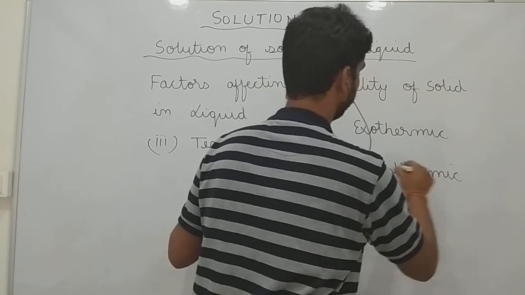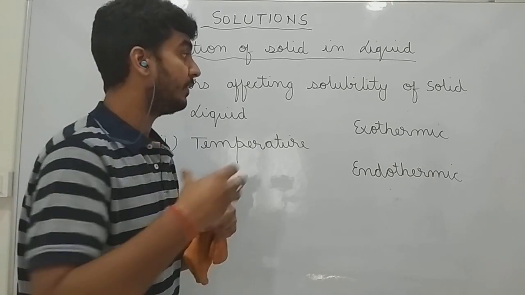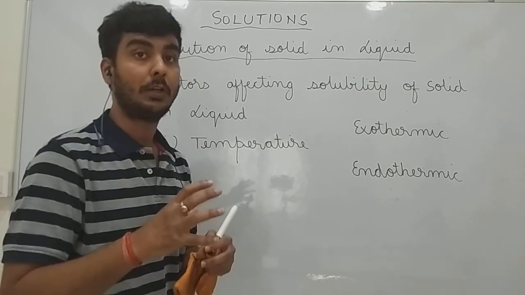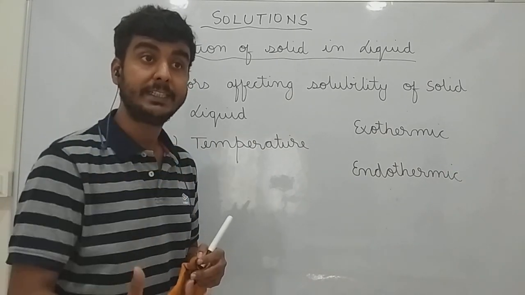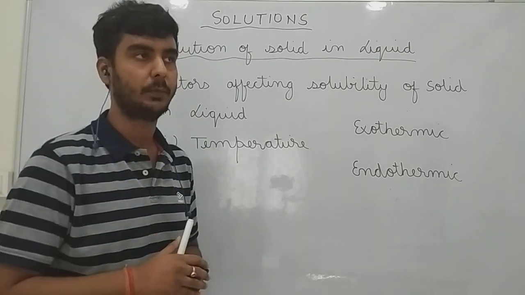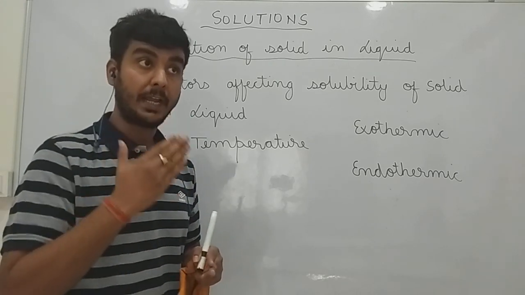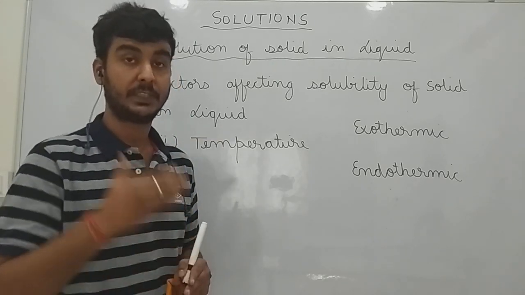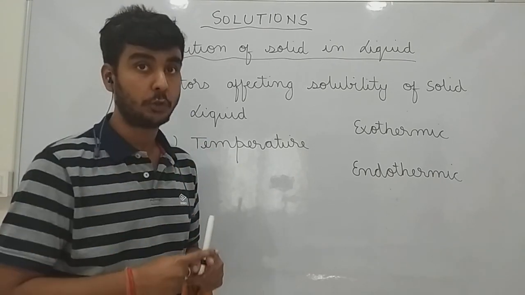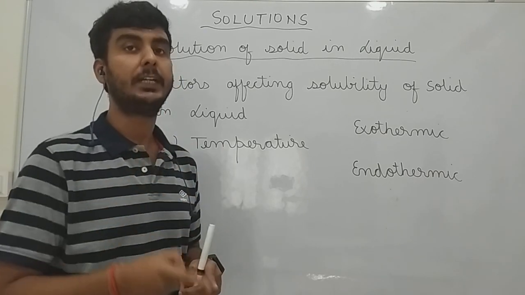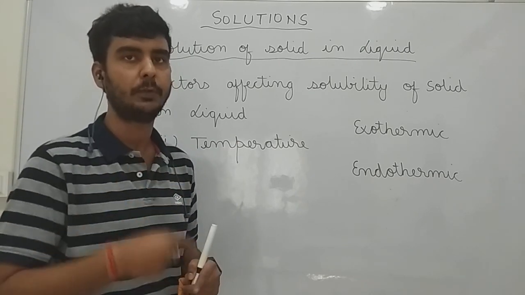Now, exothermic means heat is given out when you dissolve the solid in the liquid, and endothermic means heat is required or heat is absorbed when the solid is dissolved in the liquid. So, if the dissolution is exothermic, if you increase the temperature, the solubility of solid will decrease. Once again, if the dissolution of solid in liquid is exothermic, then on increasing the temperature, the solubility of solid in the liquid will decrease.